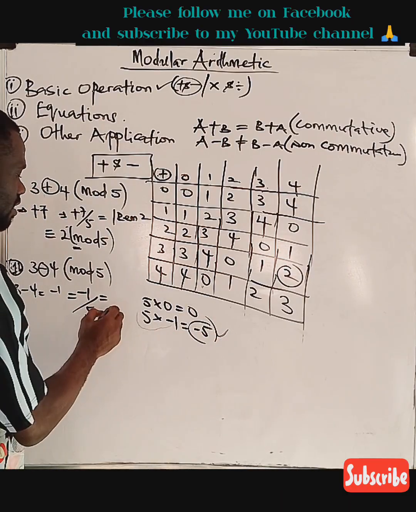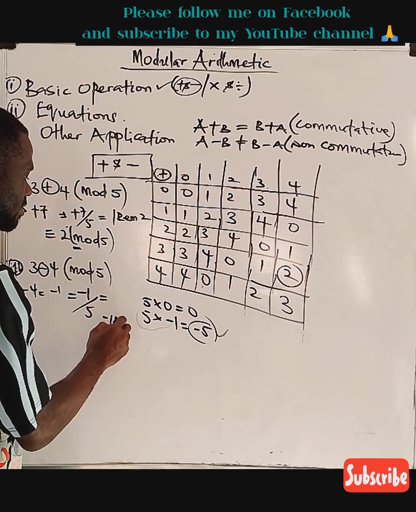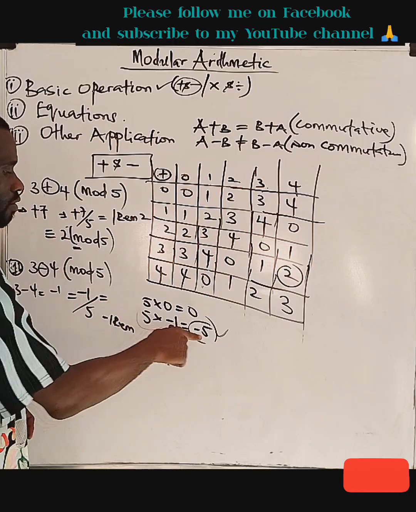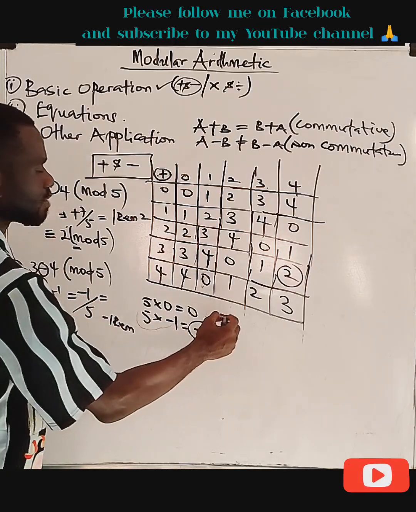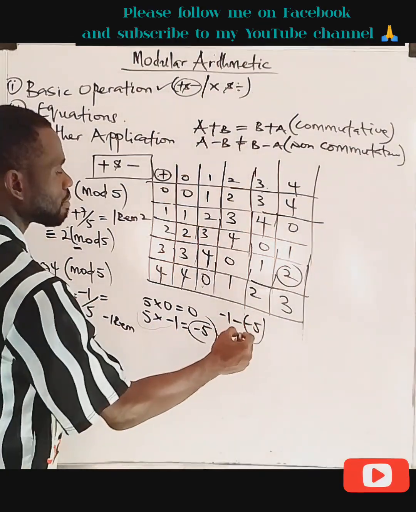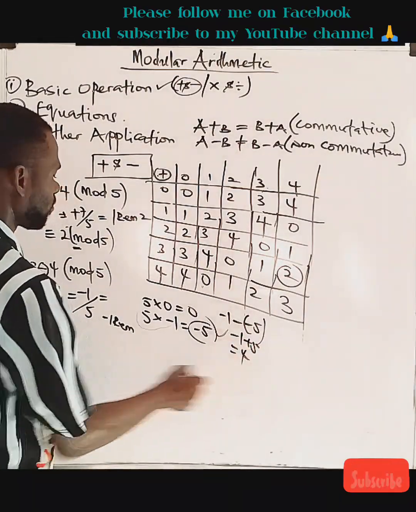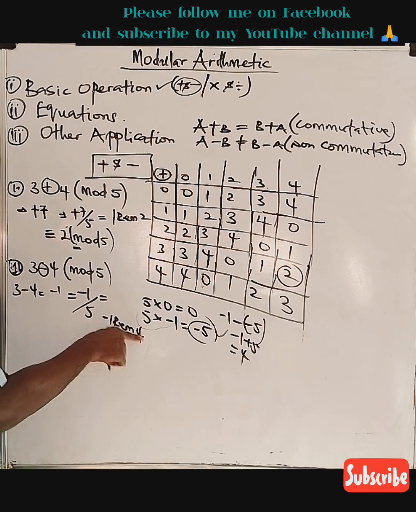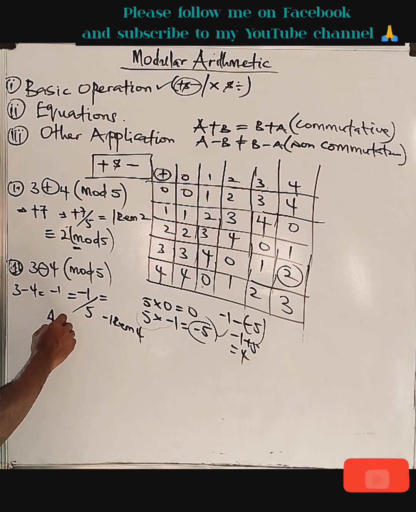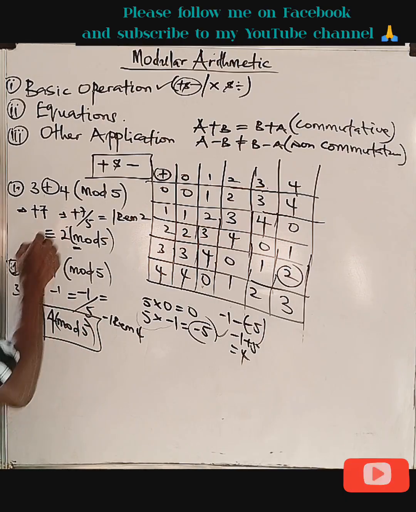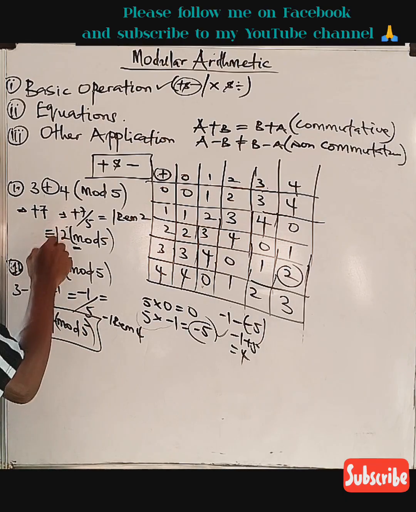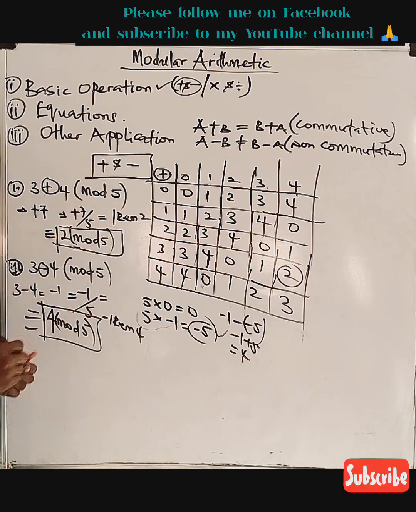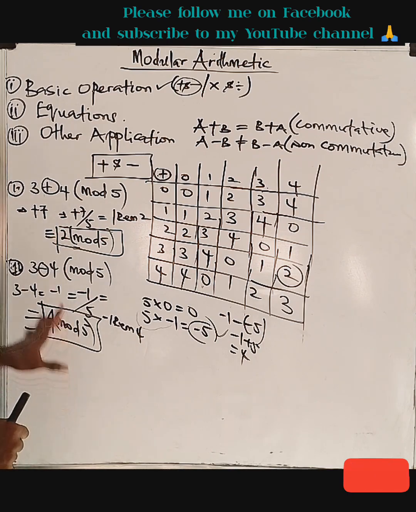So what's our answer? Our answer is minus 1 remainder. What are we looking for? Minus 1. What did we get? Minus 5. So that will be minus 1 minus minus 5, which is minus 1 plus 5. That will give us 4. So minus 1 remainder 4. When we convert minus 1 to modulo 5, we're going to get 4 modulo 5. That's the result. As simple as that.